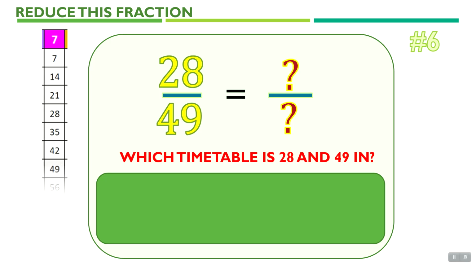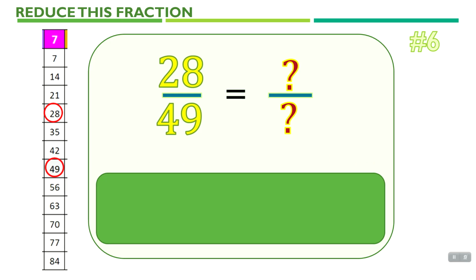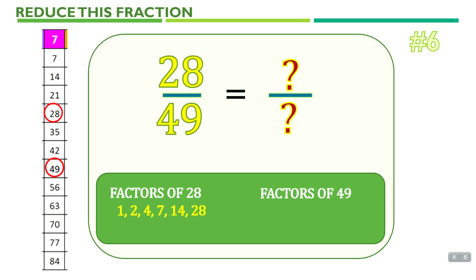What about the 7 times table? There's 49 and there's 28. Because they're both in the 7 times table, I know I can divide each by the number 7. But let's look at the factors just to be sure. The factors of 28 are 1, 2, 4, 7, 14, and 28. The factors of 49 are 1, 7, and 49.